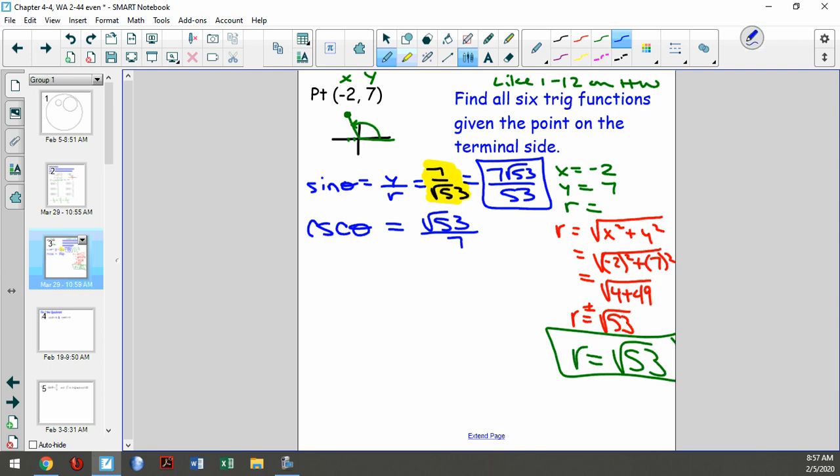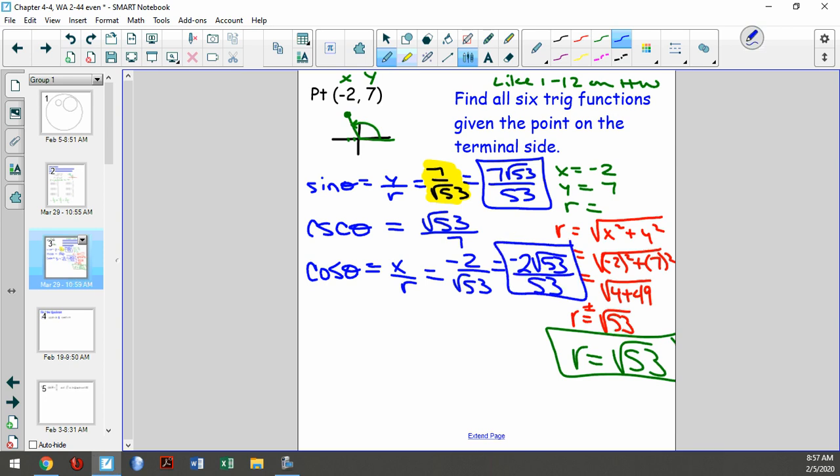So then the next one I'm going to find is going to be the cosine of theta. The cosine of theta is going to be x over r. X is -2 and r is the square root of 53. Do I like that? No, rationalize that. And that's -2 square roots of 53 over 53. So again, what is the reciprocal of cosine? Secant. I'm going to take the non-rationalized part of cosine, and I'm going to flip that to give you the square root of 53 over -2. Yes?